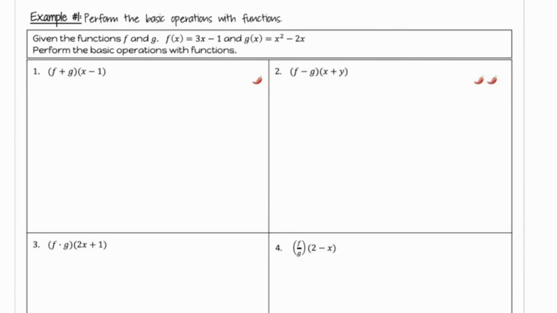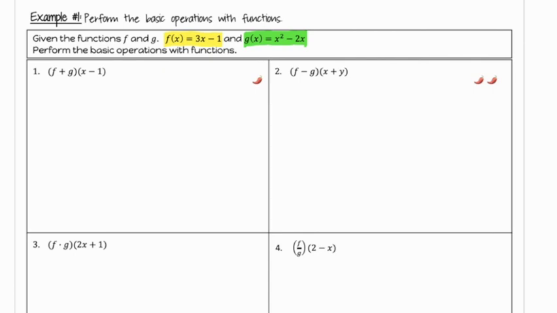We have been given 2 functions. A function f, f of x, is 3x minus 1, and g of x, which is a quadratic, is x squared minus 2x. So we have questions 1 through 5. We're going to be using the given rules for the given operations. So let's look at number 1.